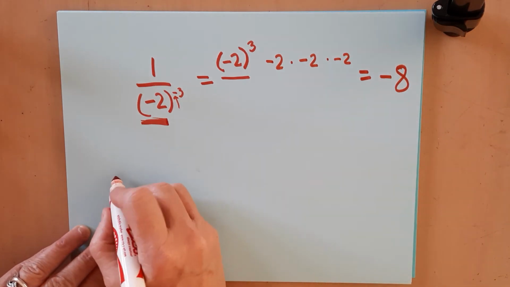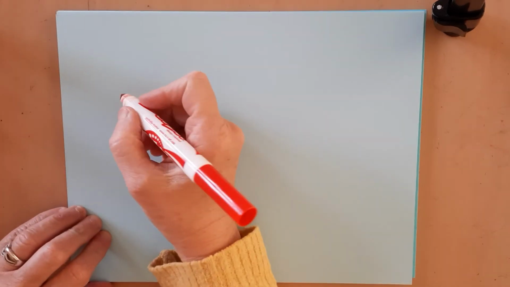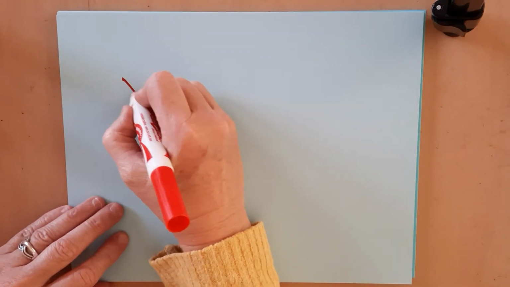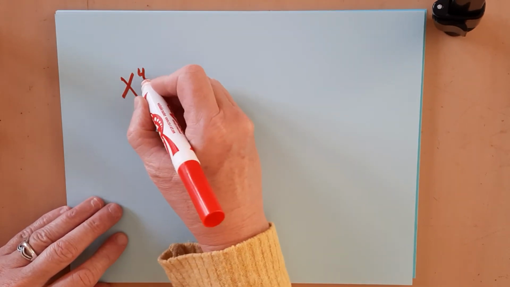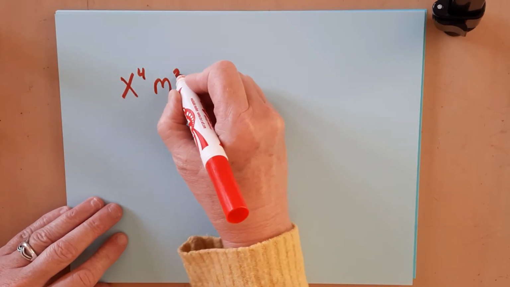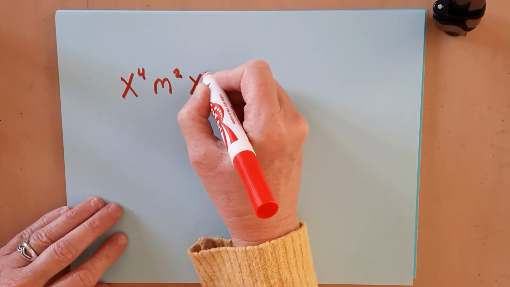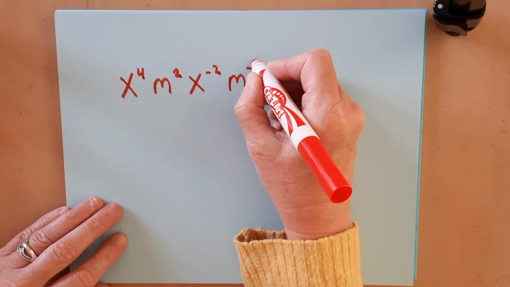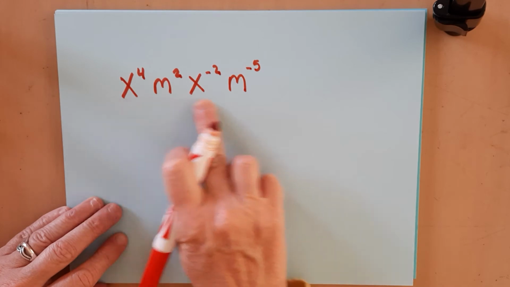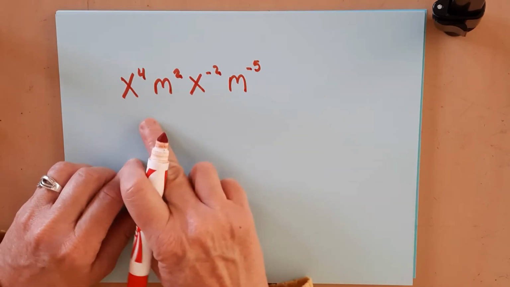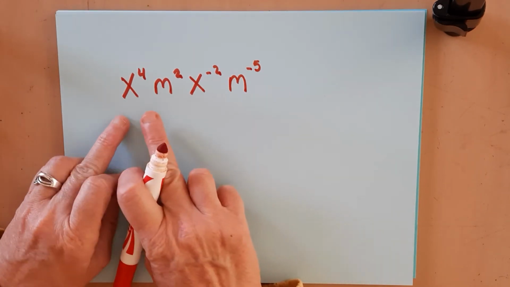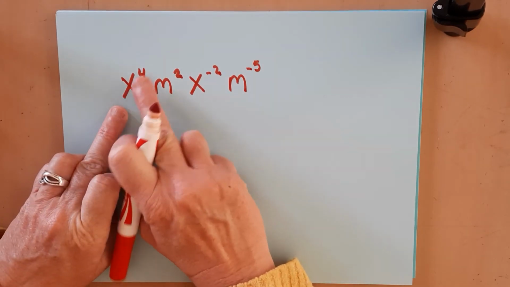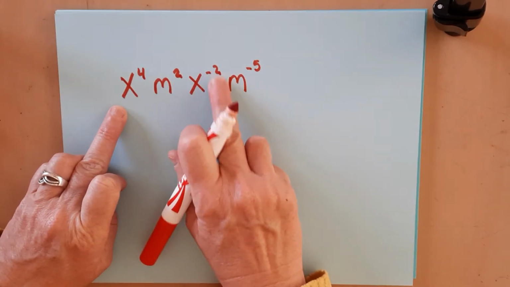So now we're going to work with exponents and variables. Variables are just the letters that are in algebraic expressions. So if we have x to the 4th times m squared times x to the negative 2 times m to the negative 5, and they ask you to simplify this expression, first we're going to take a look at the x. It's x to the 4th, and here's another x to the negative 2.